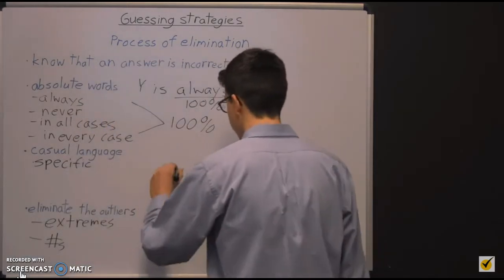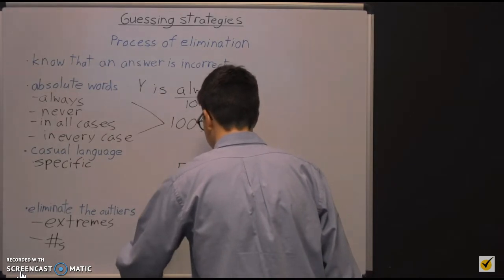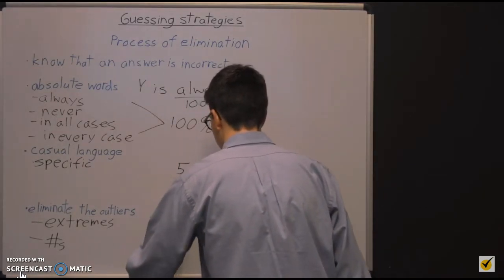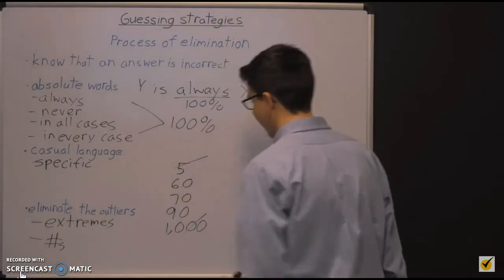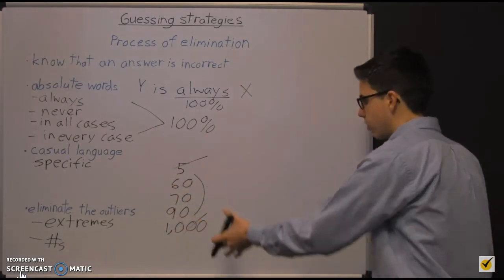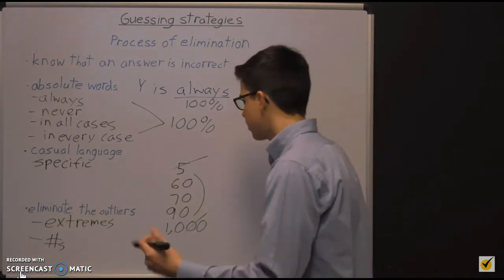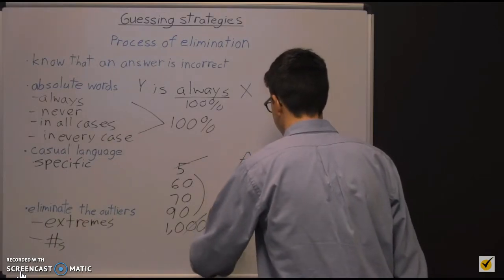So say your answer choices are 5, 60, 70, 90, and 1,000. You can eliminate the low answer choice and the higher answer choice. One of these three is probably going to be correct. So you had 5 different answer choices. So you had 4 answer choices, and so you have A, B, C, and D.